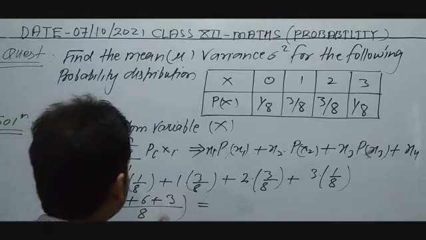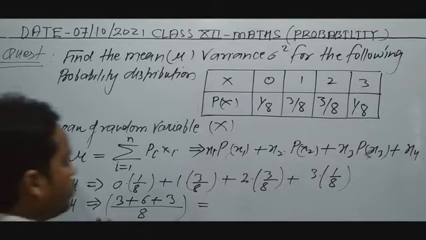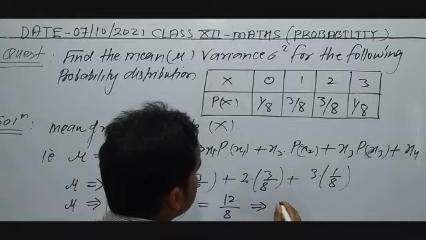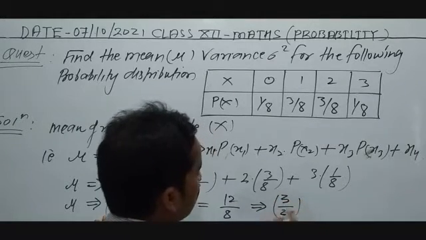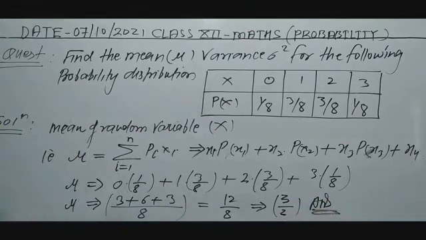Now its answer will be 12 by 8, and 12 by 8 in reduced form is 3 by 2. So 12 by 8, from the table of 4 this will cancel out: 4 3s are 12 and 4 2s are 8. Now this is the answer.